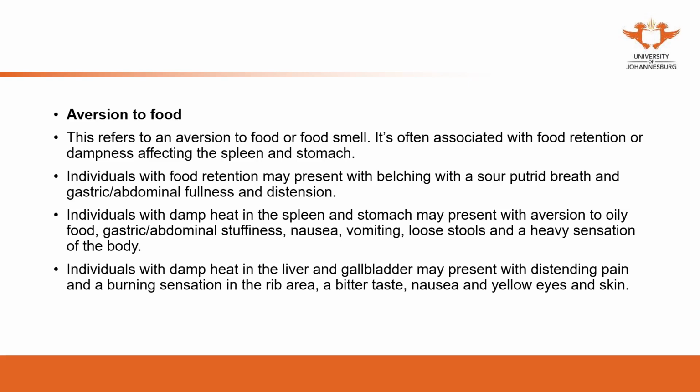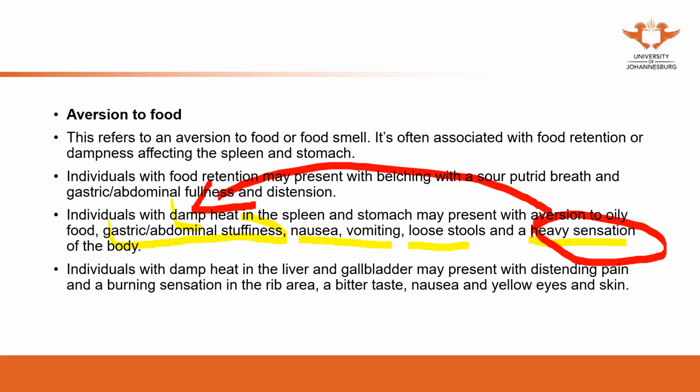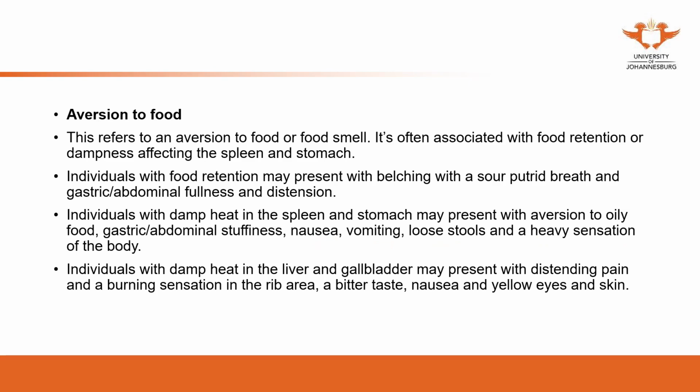This situation also can happen with damp heat in the stomach. If you present with aversion to oily food, abdominal stiffness, nausea, vomiting, loose stool, and a heavy sensation, that indicates dampness. As you can see from the symptoms, heaviness is the dampness. From the dampness, the nausea, vomiting, and loose stool, that's the dampness affecting the spleen. That's why the patient will have these symptoms.